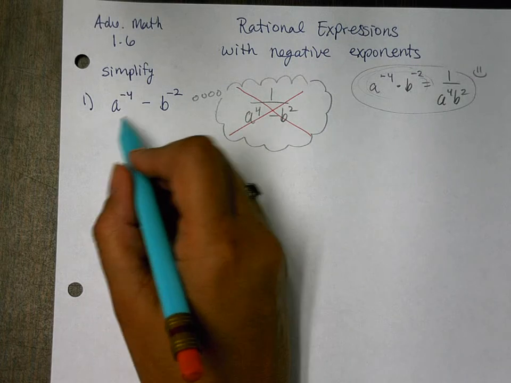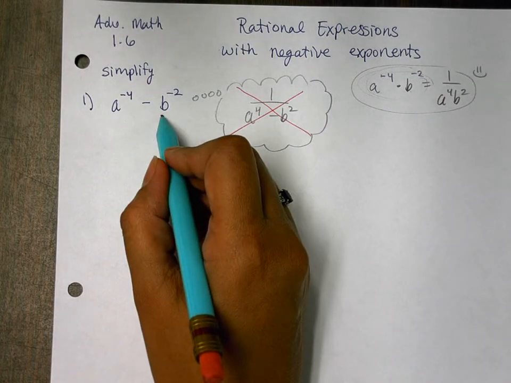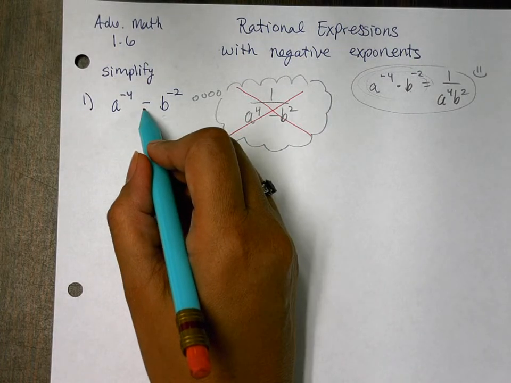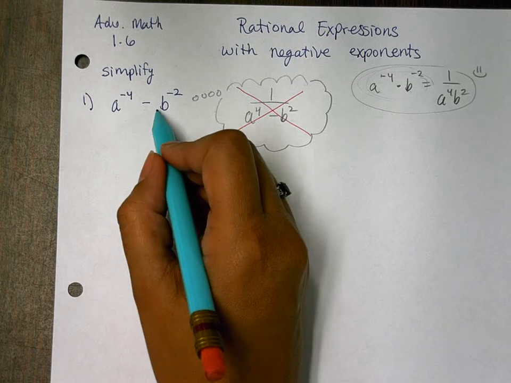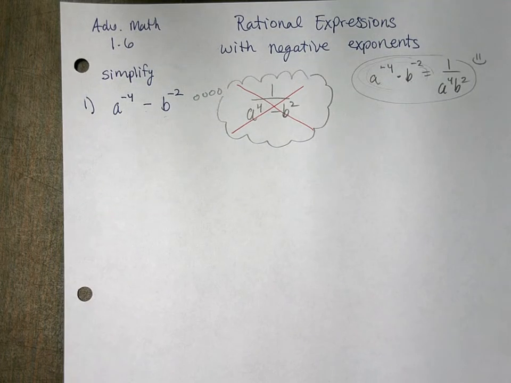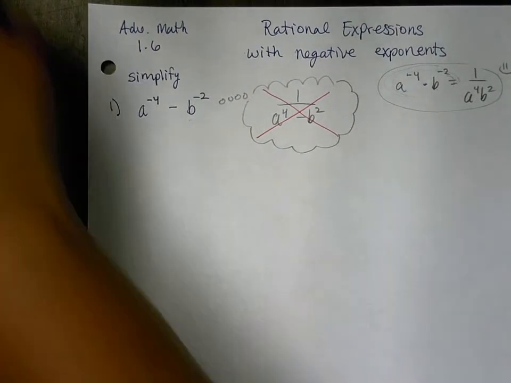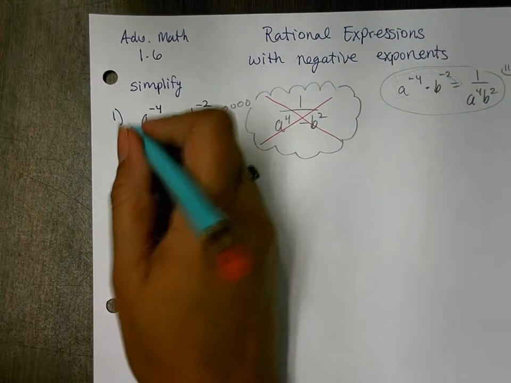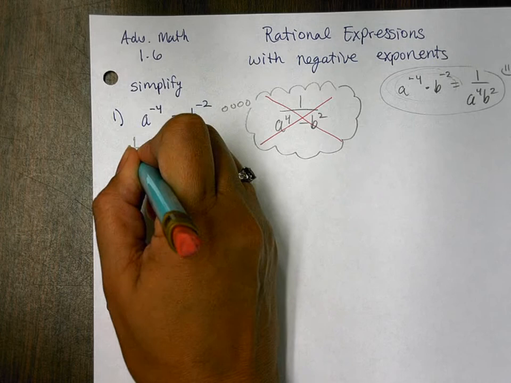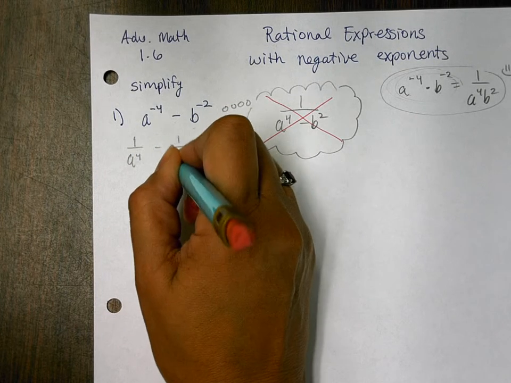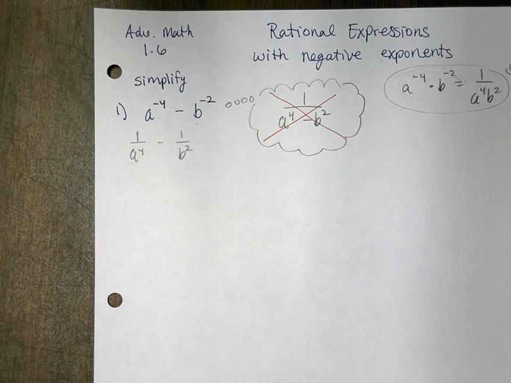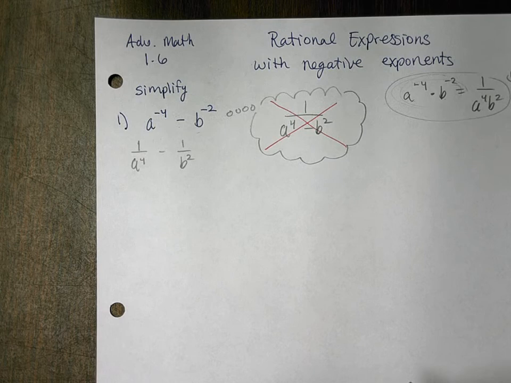Here there are two separate terms. If there are two separate terms, meaning it's held together with a minus or plus sign, you cannot make it into one fraction. If there's two or more terms, you have to make it into individual fractions. So that means it would look like this: 1 over a to the fourth minus 1 over b squared, two separate fractions. Do you see that? Two separate fractions.